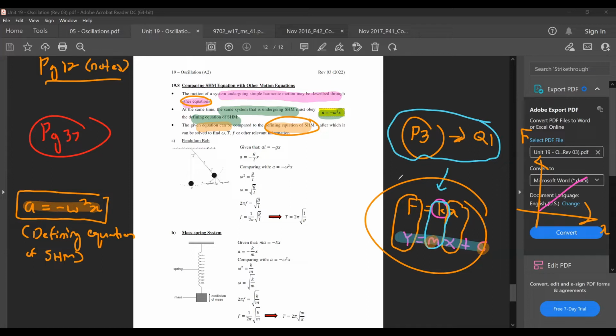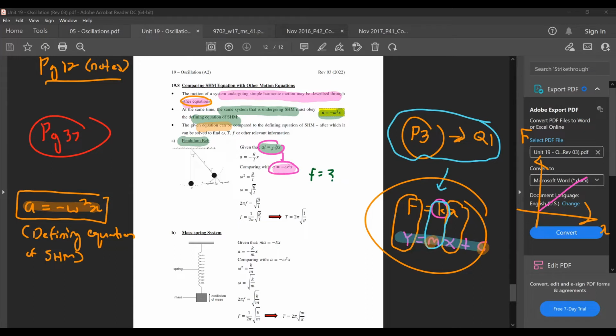An example of that will be given below here. If you have a pendulum bob, and I tell you that the oscillation of the pendulum bob is described by this equation, a equals negative (g/L) x, and I want to find out certain things like the frequency of oscillation, how do I go about doing this? You compare it to the simple harmonic motion equation, a equals negative omega squared x. You change your given equation such that its form matches this one.